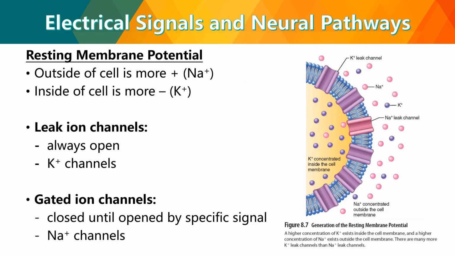For electrical signals and neural pathways, first we should know what a resting membrane potential is. In your neurons, usually you have a resting membrane potential and an action potential. When you say resting membrane potential, hence resting, of course your neurons are at rest. But when there's an action potential, there's already the presence of a stimulus that should be processed in your system.